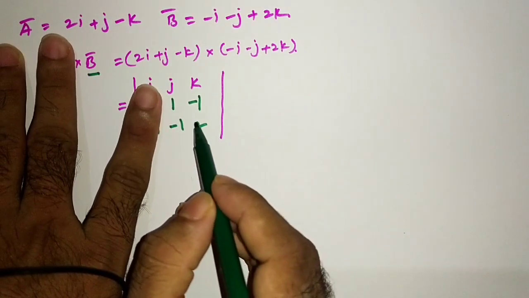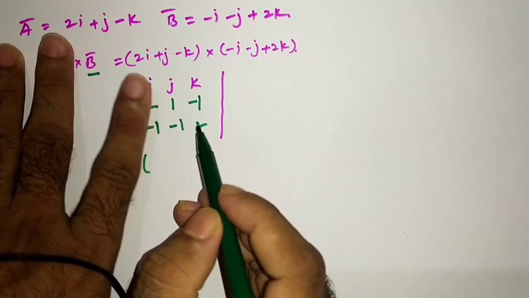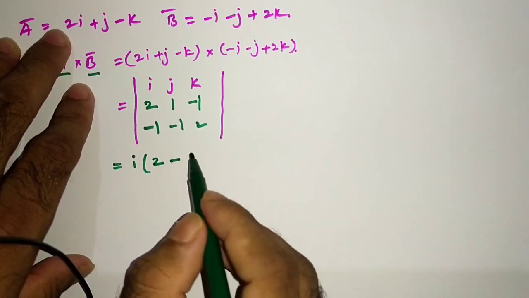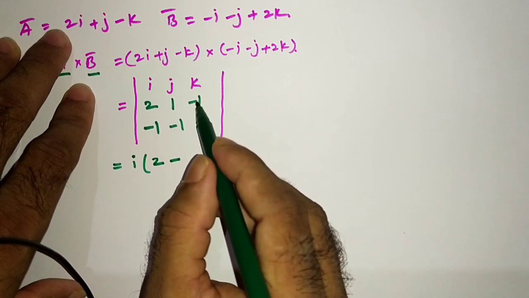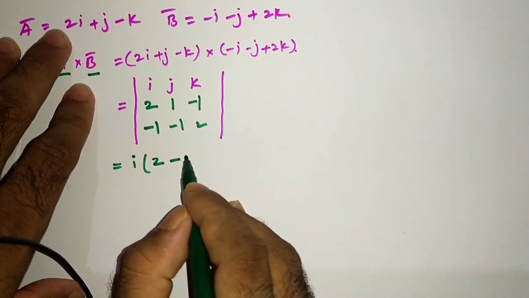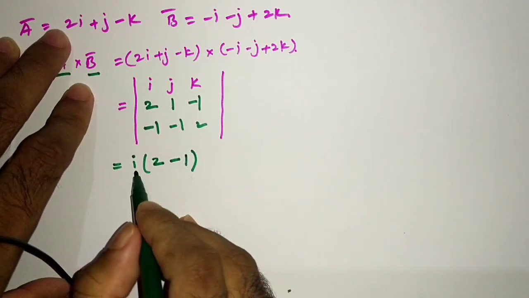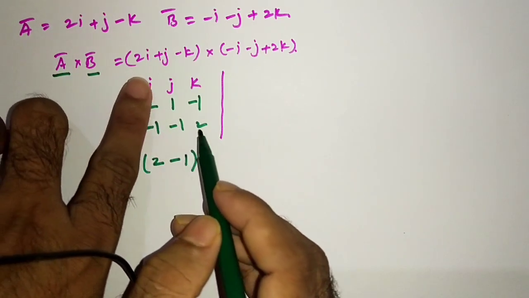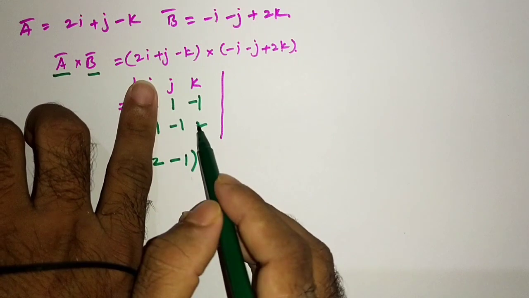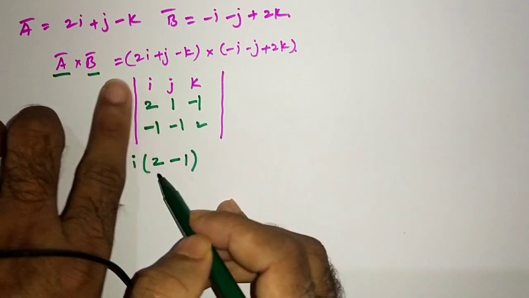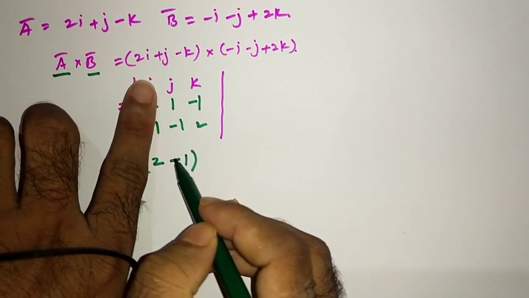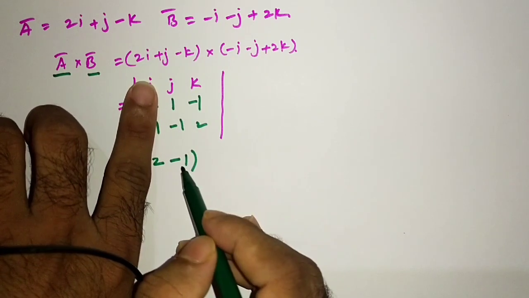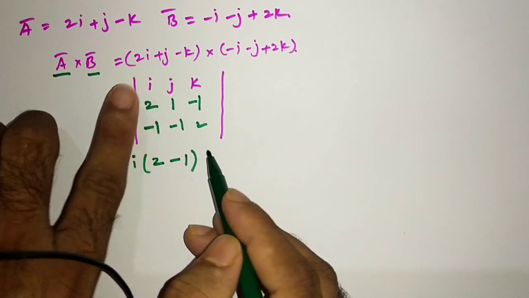Okay, then what? 1 into 2, cross multiplication. 1 into 2 is 2. Minus, formula itself minus. Minus 1 into minus 1, that is plus 1. Okay, so 2 minus 1 gives 1.